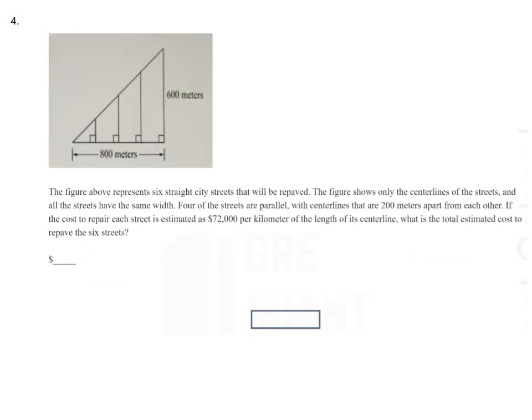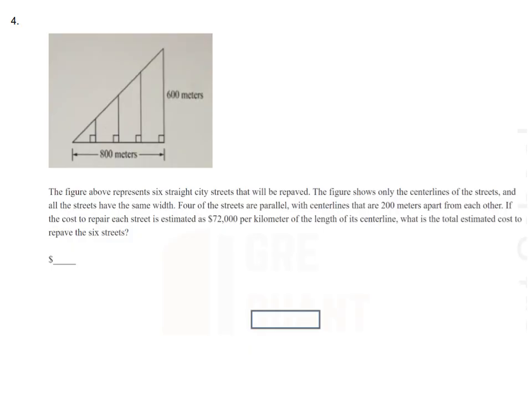The figure above represents 6 straight city streets that will be repaved. The figure shows only the center lines of the streets, and all the streets have the same width. 4 of the streets are parallel, with center lines that are 200 meters apart from each other. If the cost to repair each street is estimated as 72,000 per kilometer of the length of its center line, what is the total estimated cost to repave the 6 streets?